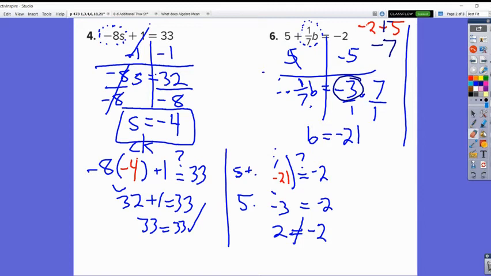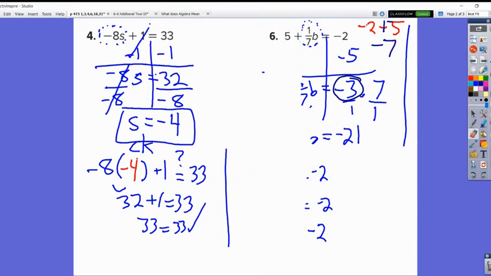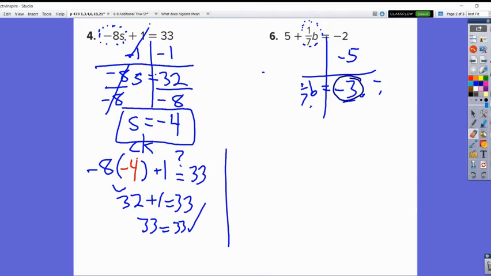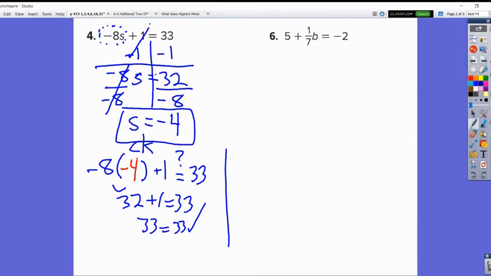Got myself a big eraser here. Oh yeah, it's a big eraser. All right, so we're going to start this one again and not mess it up this time.